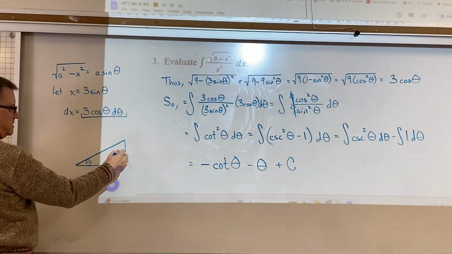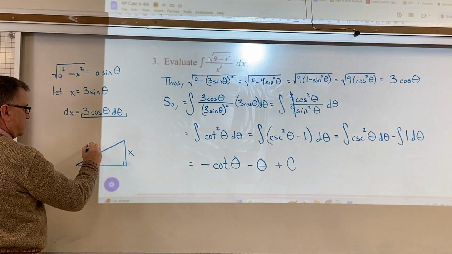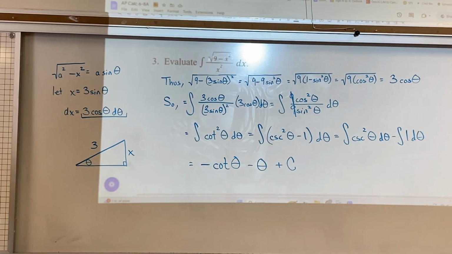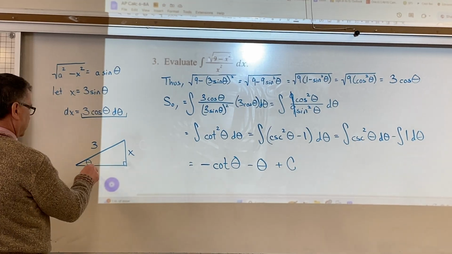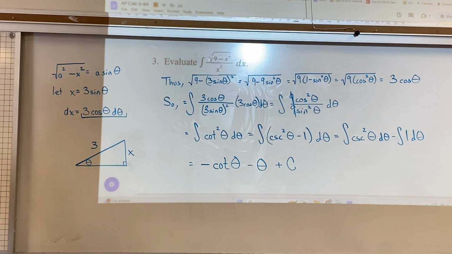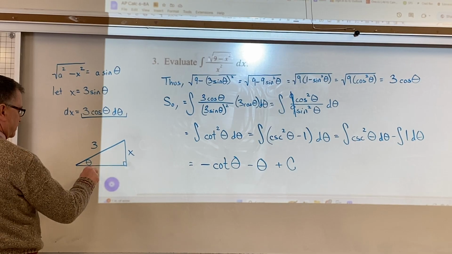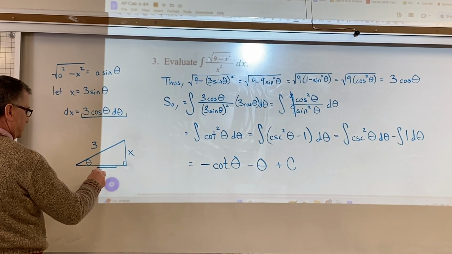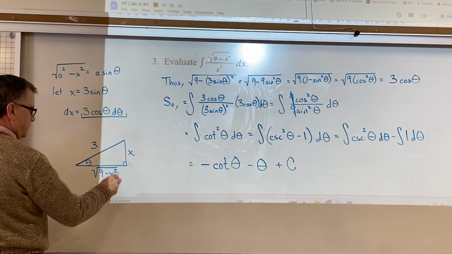Sine of this must equal x over 3, because it's opposite over hypotenuse. Therefore, if I do the Pythagorean theorem, I get this. This squared minus that squared, take the square root. Guess what that is? X squared. Yeah, I got all three sides.